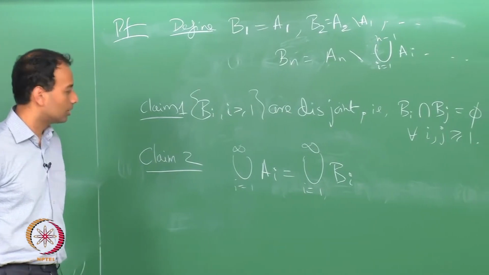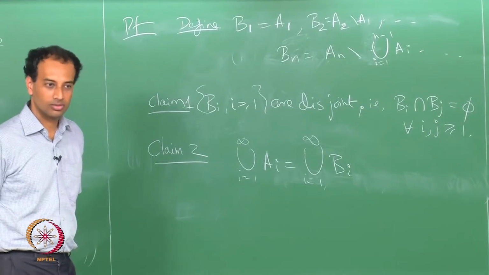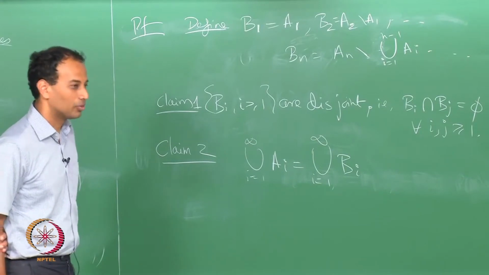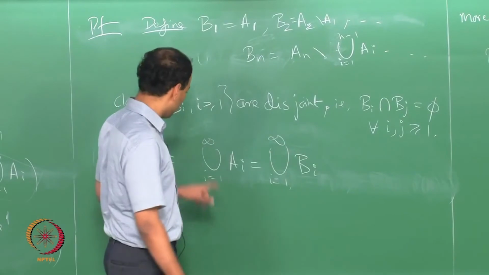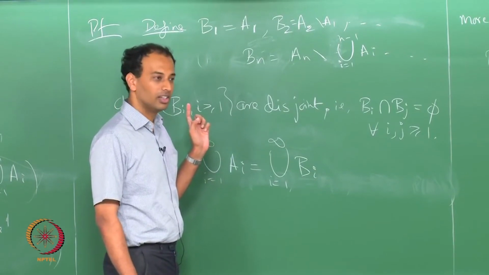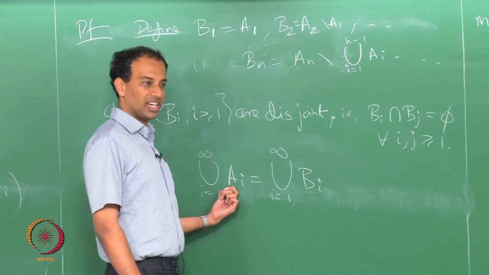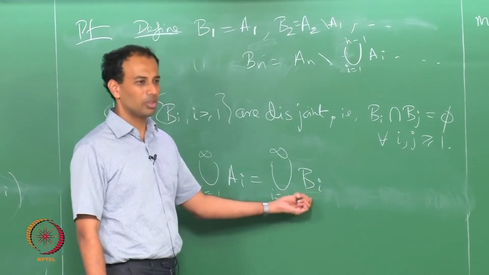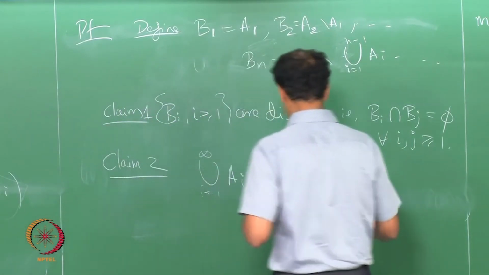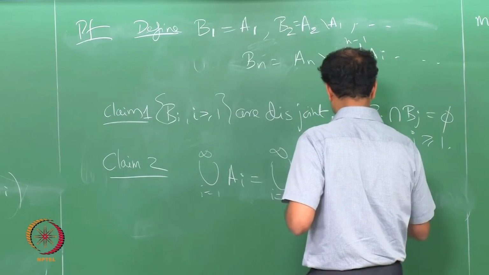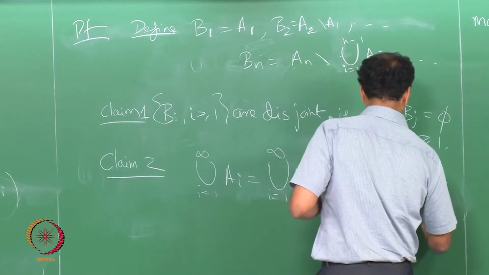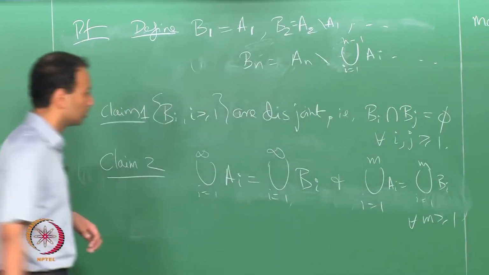So, how will you prove that these two sets are equal? Whenever you have to prove two sets are equal, you have to say that any element in this union is also in this union and vice versa, right. So, if any omega is an element of at least one of the Ai's, it must be an element of at least one of the Bi's and vice versa, right. You prove that, you are done. And you can also prove that the finite unions are also equal. Okay.